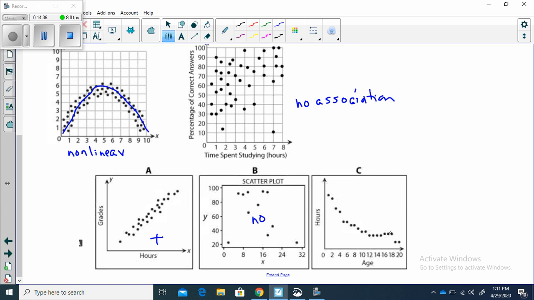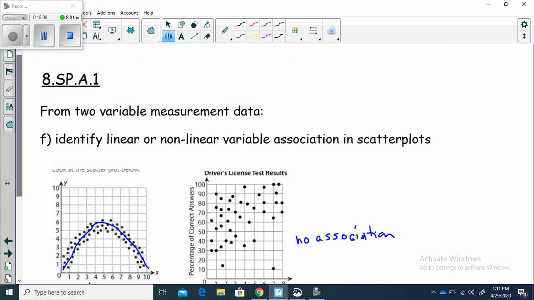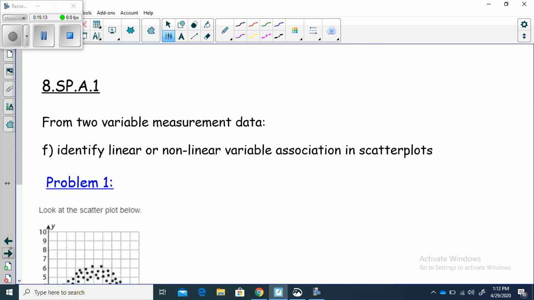How about this one? Is it linear or nonlinear? Okay, this is positive linear, right? Because it could fit a line. All right, this one's going down, so it's negative, but it's not linear, is it? It curves kind of right in here. So this is negative non-linear. So we have just decided which ones were linear and which ones were non-linear.